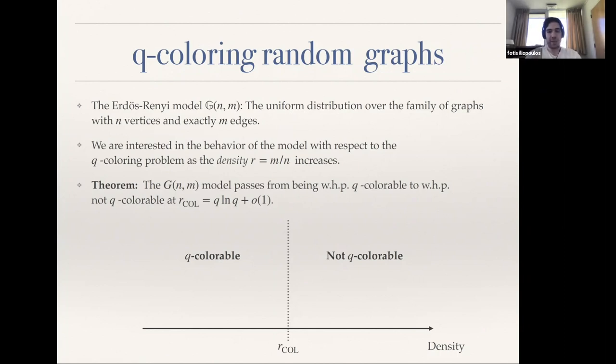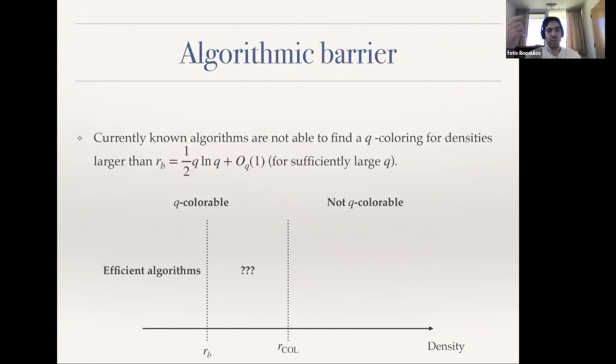Okay. Let me stress, and this is the point I'm trying to make, that this is about the existence of solutions. But if we care about efficient algorithms for finding the solutions, then again, as in the group testing problem, there is a gap that appears. In particular, the currently known algorithms are not able to find Q colorings for densities that are larger than 1/2 Q log Q. Basically our algorithm stops at densities that are half the density of colorability.